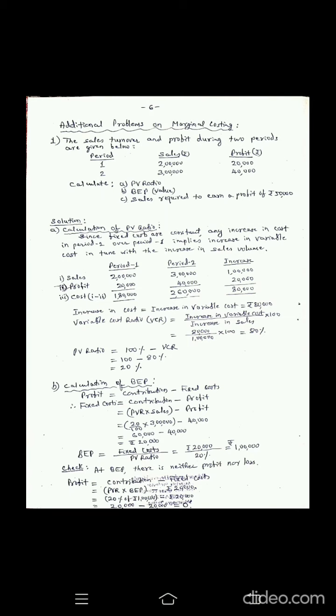We can check it. Profit is equal to contribution minus fixed costs. So, at PVR, at BEP, rupees 1 lakh, we will get contribution of 20,000. So, BEP is 1 lakh, 20% of 1 lakh comes to 20,000. Fixed costs are also 20,000. So, 20,000 minus 20,000, profit is 0. That means when sales are 1 lakh rupees, which is called break-even point, there will be neither profit nor loss.